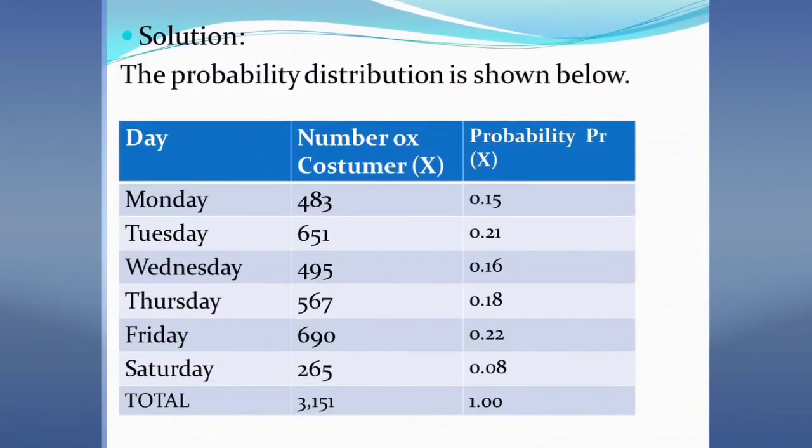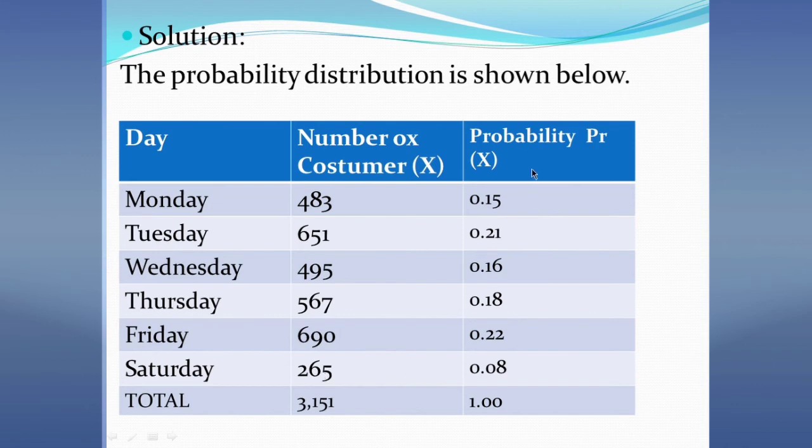Okay, so for our solution, the probability distribution is shown below. So, ito po yung day natin. We have Monday, Tuesday, Wednesday, Thursday, Friday, Saturday, and then the total. So, number of customers, so, given na po to, wag tong problemahin. And then, i-add po natin sila lahat. We have 3,151. Okay, so lahat na po yan pag in-add natin.